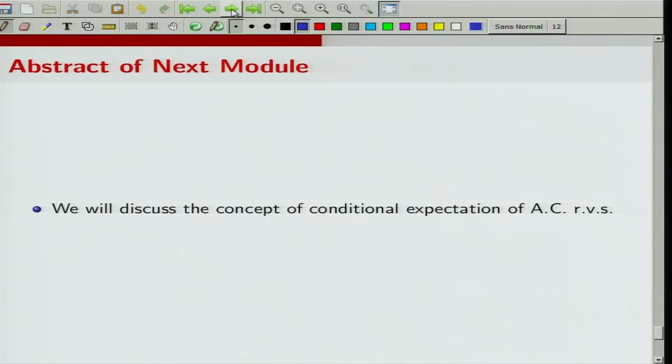Now, before I conclude, let me give a summary of the next module. In the next module, we will discuss the concept of conditional expectation of absolutely continuous random variables.